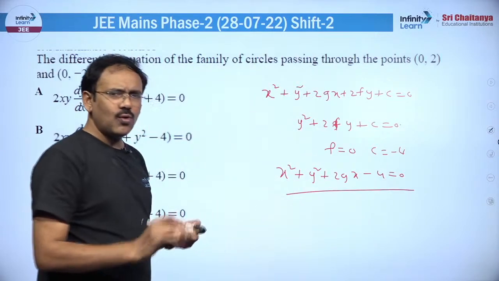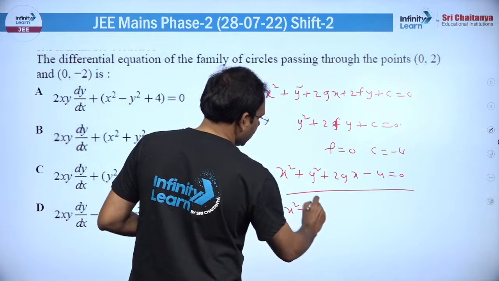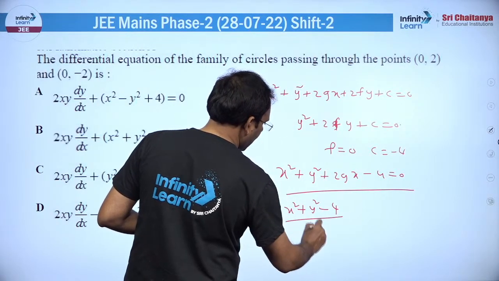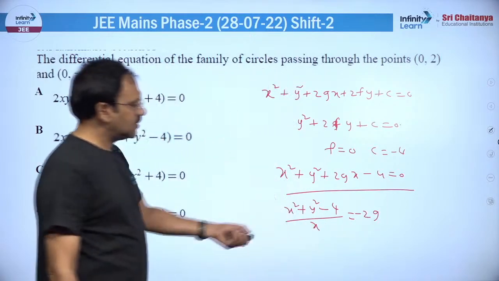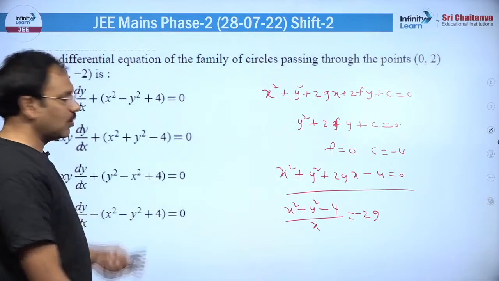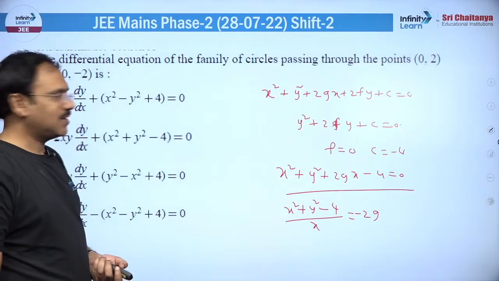g is the only unknown, my dear friends. You can also write x square plus y square minus 4 by x is equal to 2g with minus, just apply derivative equal to 0, only one parameter, with first degree derivative you will get the answer here. That is it.